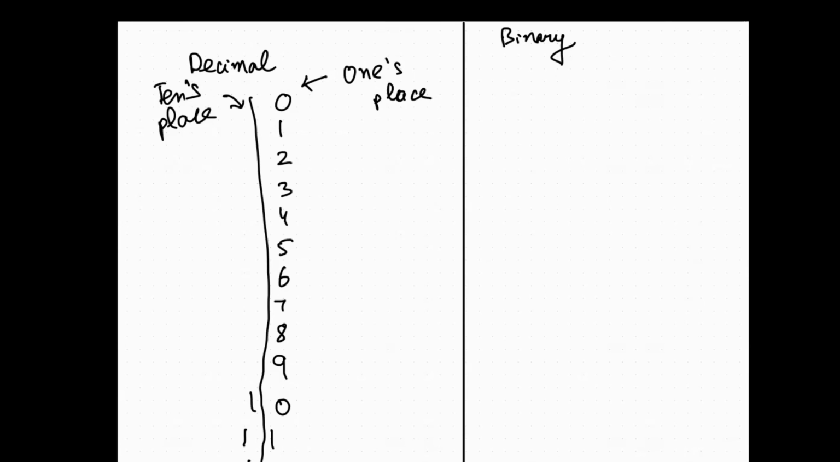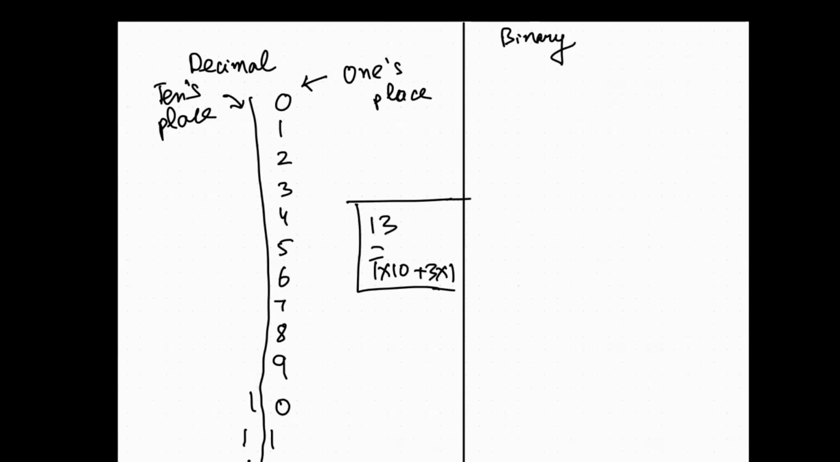So this might look very elementary. This might look like, why are we studying this in an IIT? But we'll just see in 2 minutes why this makes sense. So if we have the number 13, that is 1 into 10 plus 3 into 1.